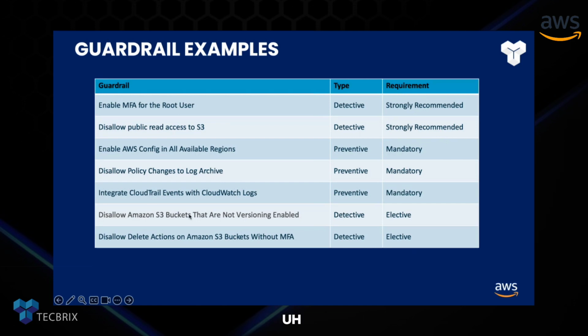And integrate CloudTrail events with CloudWatch Logs. Again, it's a preventive guardrail that you should integrate the CloudTrail events. CloudTrail is a service which logs all the activity happening in your AWS accounts to make sure that you are tracking everything and storing it in CloudWatch Logs. Plus, again, disallow Amazon S3 buckets that do not have versioning enabled. It's a detective guardrail: in case somebody creates an S3 bucket which does not have versioning enabled, it will notify you. Again, it's elective. If you want it, you can have it.